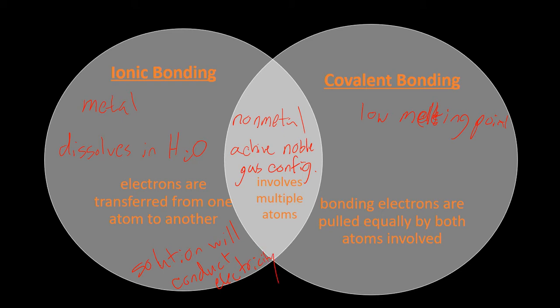So low melting point is covalent. Metals are part of ionic. Non-metals are both achieving a noble gas. Oops, there's the last of an E. Achieve noble gas configuration is both, and then dissolving in water is ionic, and solution will conduct electricity is ionic. All right, so that's there.